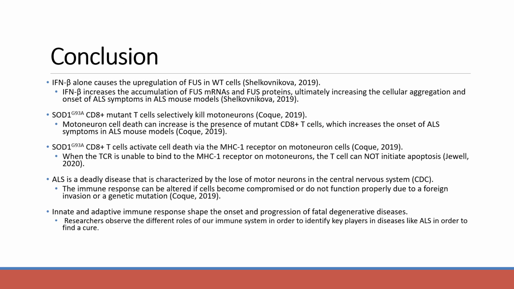So researchers are trying to observe and change different roles of our immune system in order to see who the key players are in diseases like ALS, so we can figure out what pathways or cascades are either changing and causing this disease or are eventually leading to these degenerative diseases. So understanding more about the roles of the immune responses will help us find a cure for ALS.